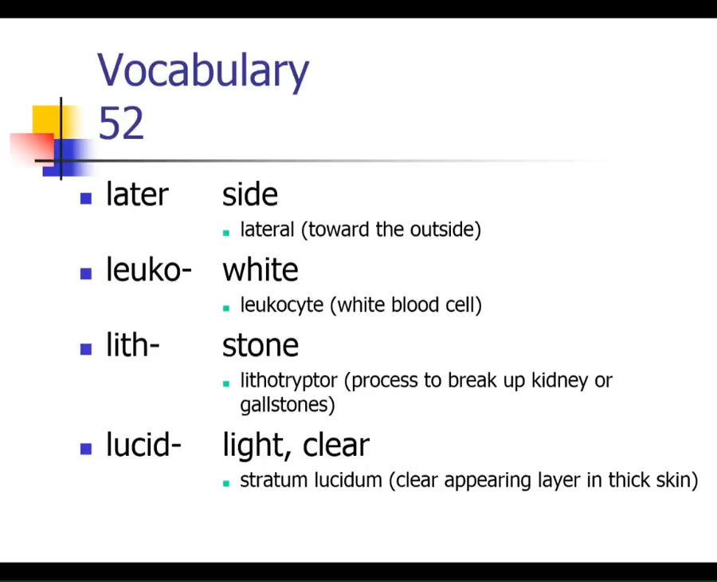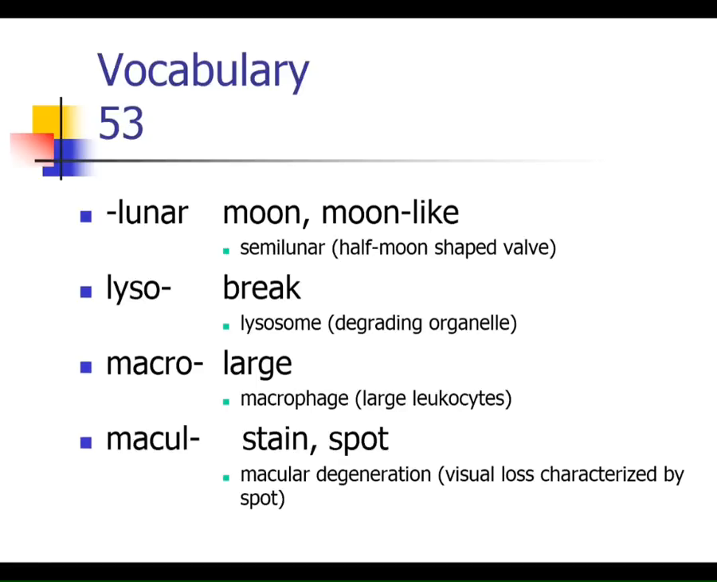You've seen lateral, to the side. Leuco, there it is again by mistake. Lith, stone. If you have a kidney stone, they might put you in a lithotripter. It's basically a sonicator. It's going to try to shake that stone down. So lith means stone. And lucid, we saw the stratum lucidum in the skin. It was that clear layer that was found only in thick skin. And then, just to keep up with what you've got, lunar, right? Moon-shaped, or referring to the moon.